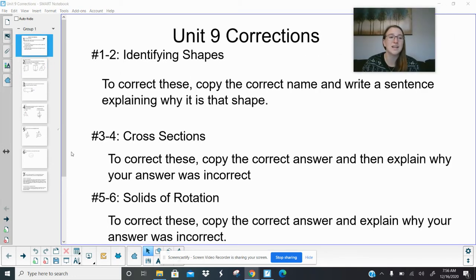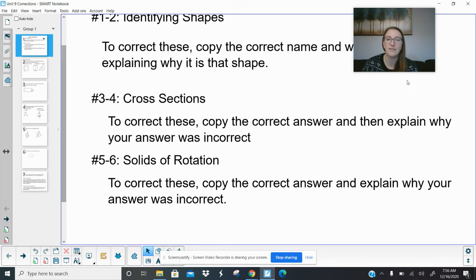Okay, so 1 through 6, these are kind of hard to correct. Honestly, I wasn't quite sure how I wanted you guys to do them. For 1 through 2, this was just identifying the shape. So to correct these, just copy the correct name and try to explain why it is that shape. For example, it's a pyramid if it comes to a point. It's a prism if it has 2 flat bases. It's a cone if it has a circle and comes to a point. It's a cylinder if it has 2 flat bases. Try to explain. It's okay if it's not a great explanation because, again, it's kind of tricky how to correct that. Same with 3 through 4 and 5 through 6.